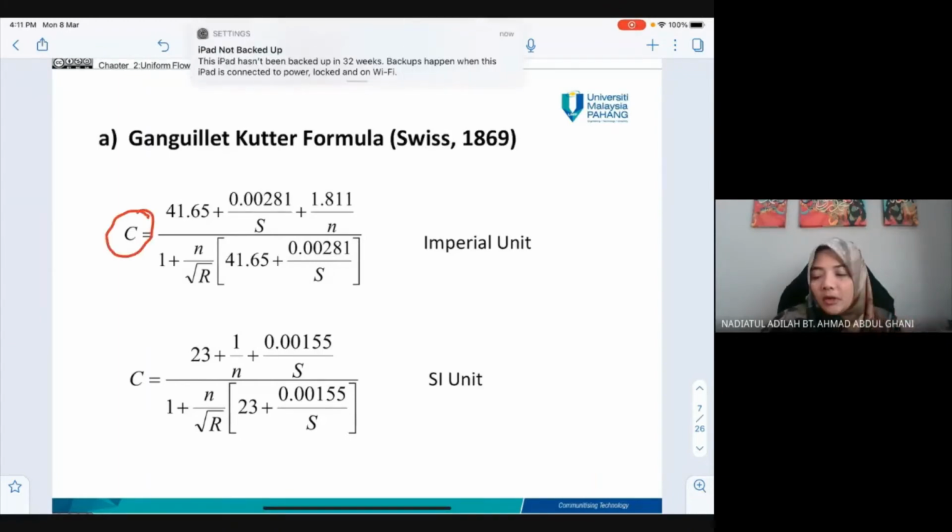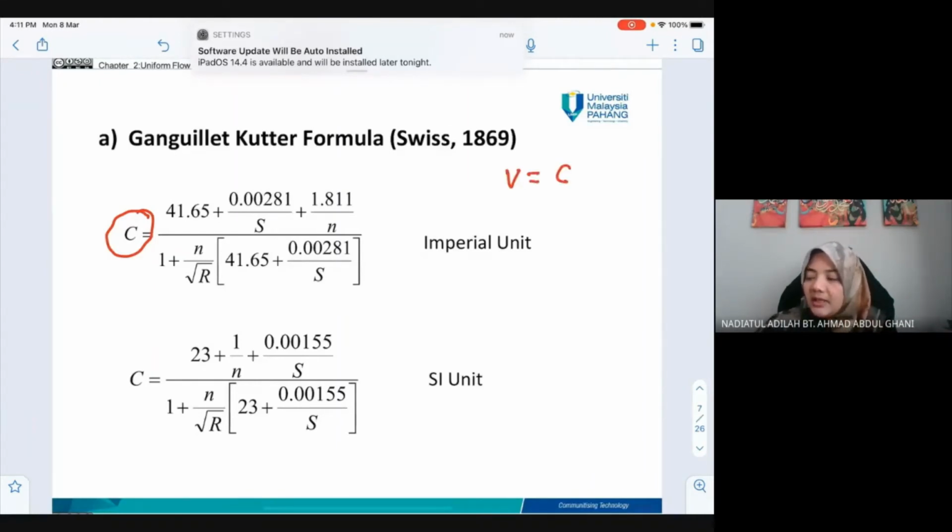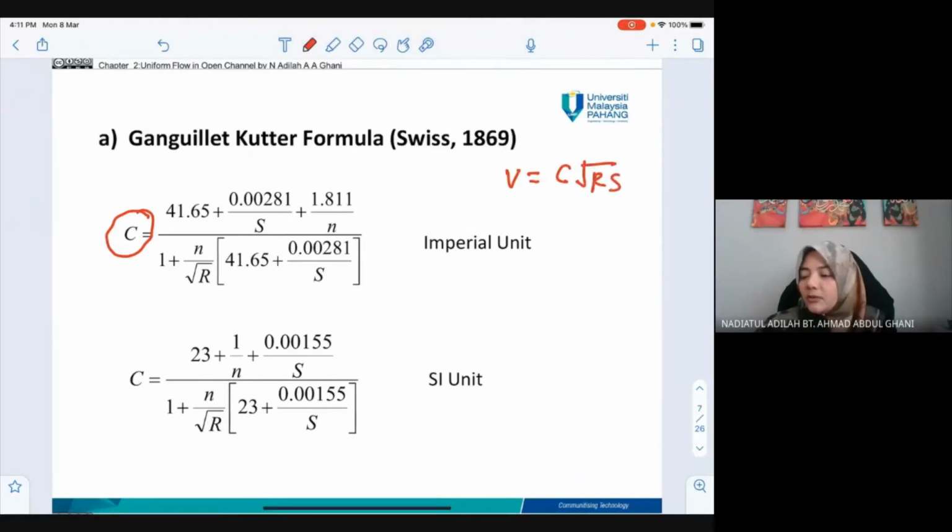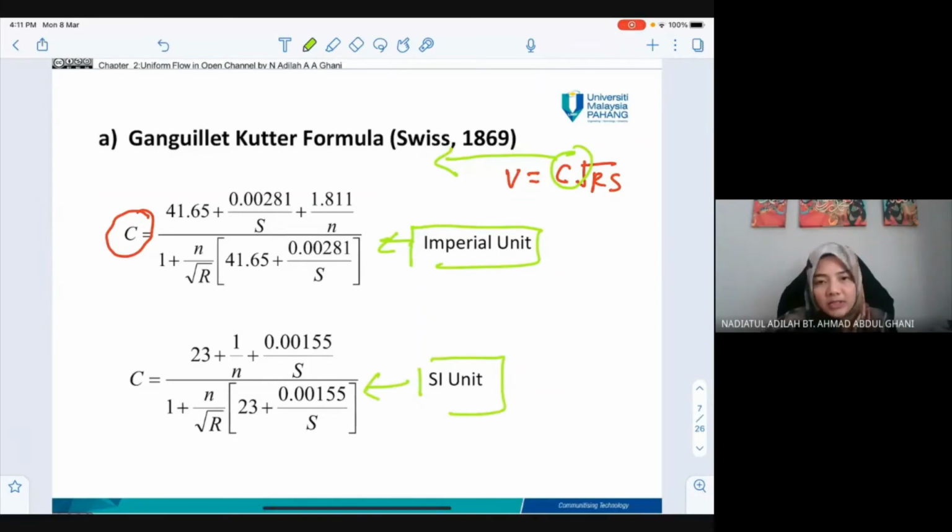So what is the use of C? We want to calculate the value of C because we want to put it in the Chezy formula. Chezy formula again, V is equal to C square root RS. So this C, kita boleh calculate using GK formula. You need to understand, if the question is given in imperial unit, you refer to this formula. Kalau the question is given in SI unit, you use this formula.